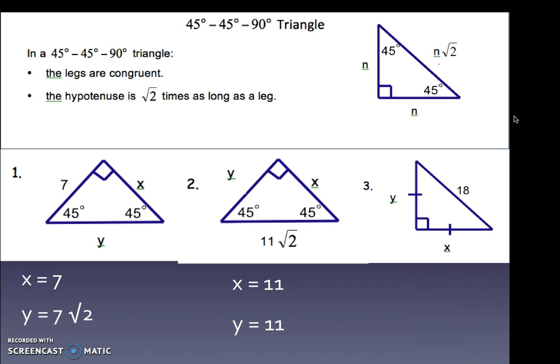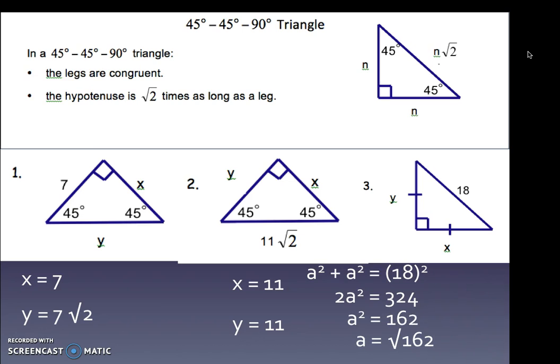For number 3, again, we have the hypotenuse is 18 here. And this one will be a little tougher because we need to find the legs, and there's no nice number in here, nice radical, like there was in number 2. So we can use the Pythagorean theorem, plugging in 18 and calculating it down to get a is the square root of 162. But it is no longer acceptable to leave that if you can simplify it down. So 162 is radical 81 times radical 2. So your final answer, x and y here, will both be 9 square root of 2.